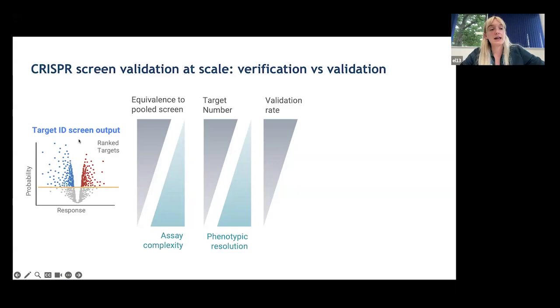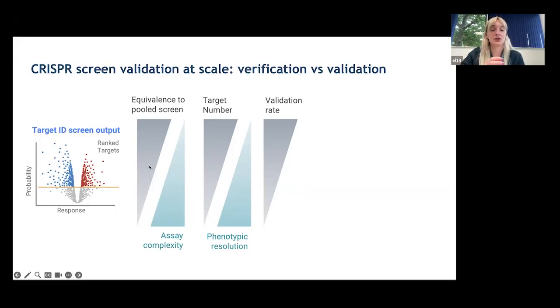As you move away from your initial pooled screen, clearly your assay complexity is going to increase if you're introducing increased phenotypic resolution. Because of that increased complexity, the number of targets that you can assess at the same time will reduce. But the trade-off is that you get increased phenotypic resolution. And it's to be expected that the more orthogonal you go relative to your initial target ID screen, your validation rate is going to drop. It doesn't sound like it, but that is a good thing, because one of the purposes of doing these validation screens is to weed out false positives and ensure that what you've seen is a genuine reproducible effect.